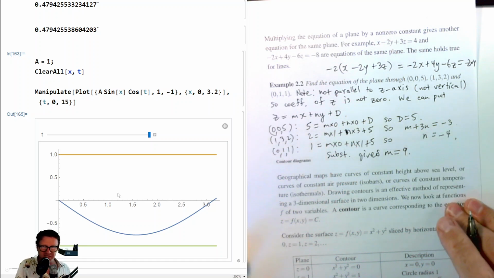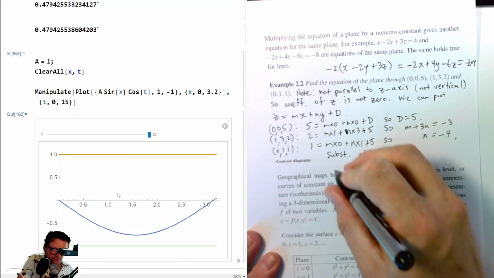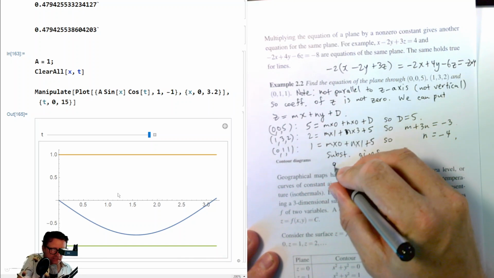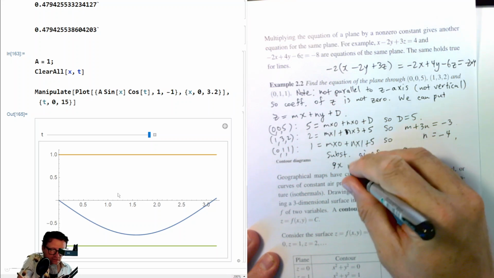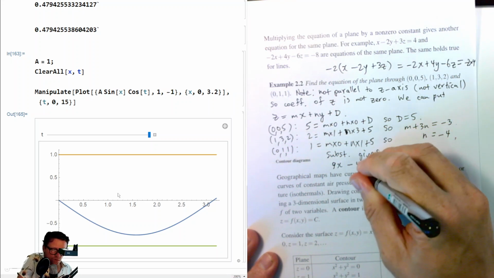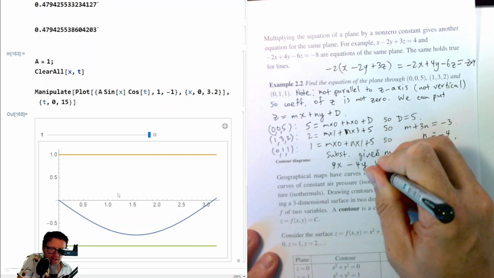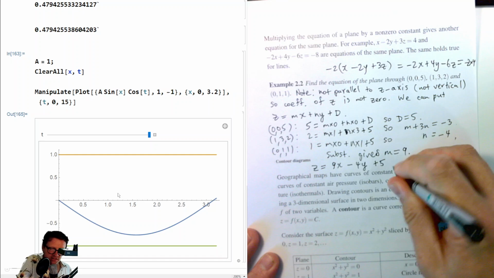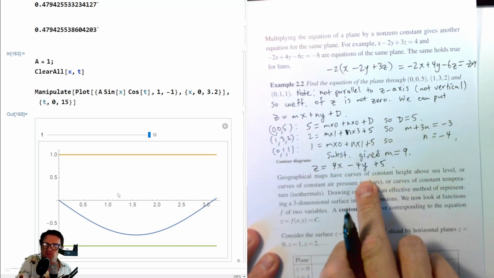Okay, so putting all those pieces together, the equation of the plane is 9x minus 4y plus 5 is z. And so here we've got z as a function of x and y.